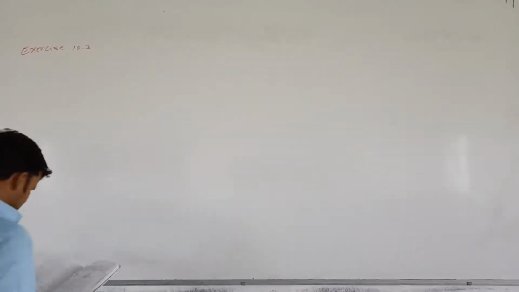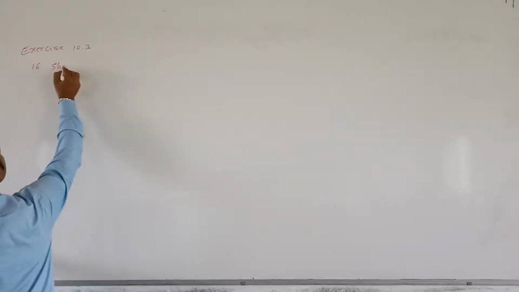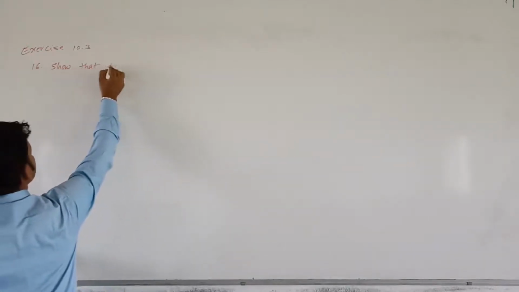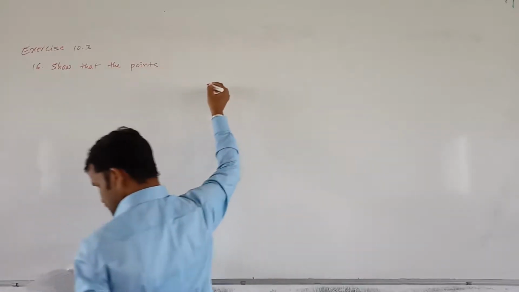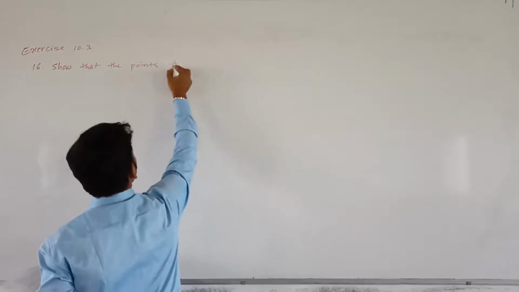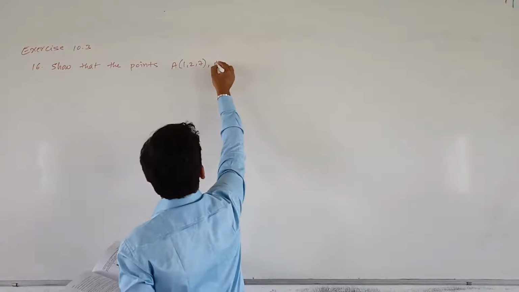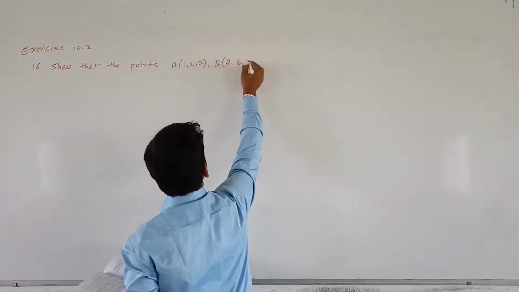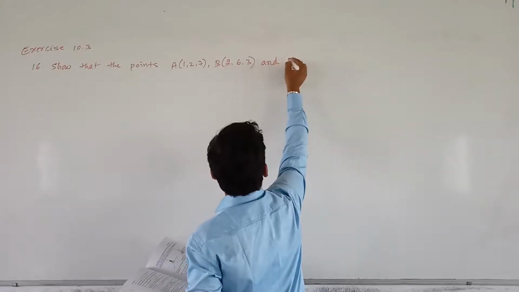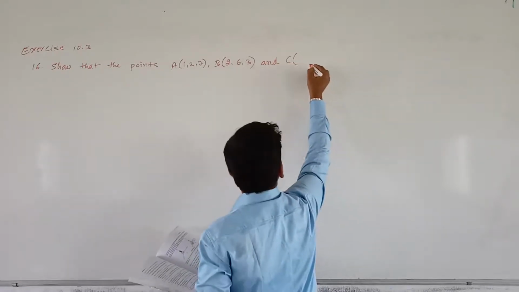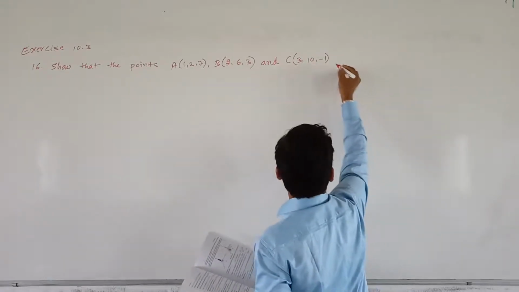Show that the points A of 1, 2, 7, B of 2, 6, 3, and C of 3, 10, minus 1 are collinear.